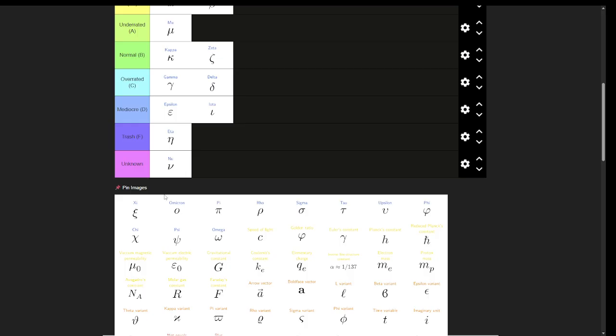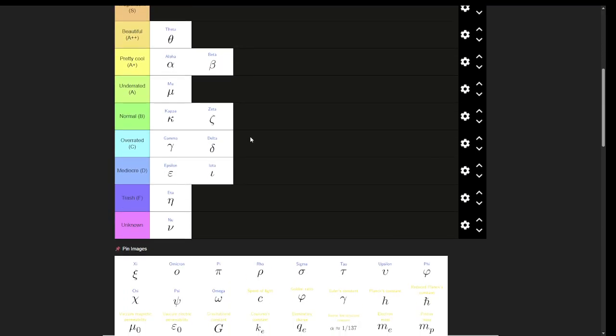Nu, unknown. Bro, who uses nu? Look at it, it's horrible. You got a V. Why V? Then it would be Vomicron or Vu. But no, they say nu. Why didn't you take the N from Ada and put it for nu? That would make more sense, but no. So that's going at the bottom.